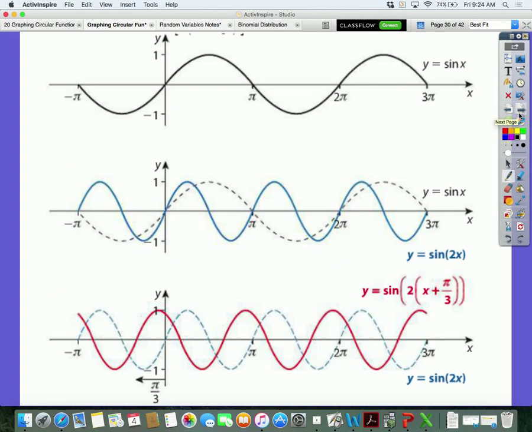Before we get there, I just wanted to show you a couple of different things. Here's the graph of original sine. Here's one where it's sine of 2x, you see the difference. And then here, you see how they had the extra set of parentheses? So not only does my period change, but I know that I'm moving to the left pi over 3 units. And then you see the difference there.